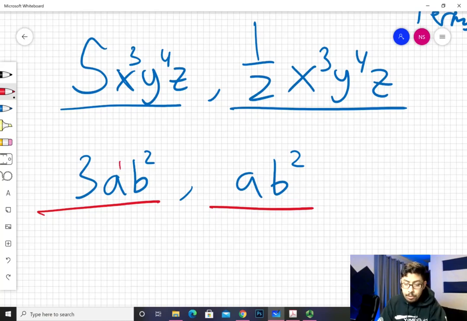This A is to the power of 1, that A is to the power of 1. This B is to the power of 2, this B is to the power of 2. Yes, it's like terms. But this one doesn't have a number. My friends, I just told you the number doesn't matter to determine whether something is like or unlike terms. You're just looking whether the terms have the same letters and if those letters have the same power.